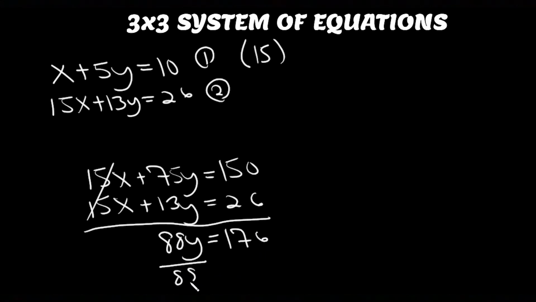So if I divide by 88, I'm going to get my y variable. Okay, so this will cancel. 176 divided by 88, we end up getting y is equal to 2. So y is equal to 2. So that's the hardest part because now you're going to go in reverse to get all the other variables.